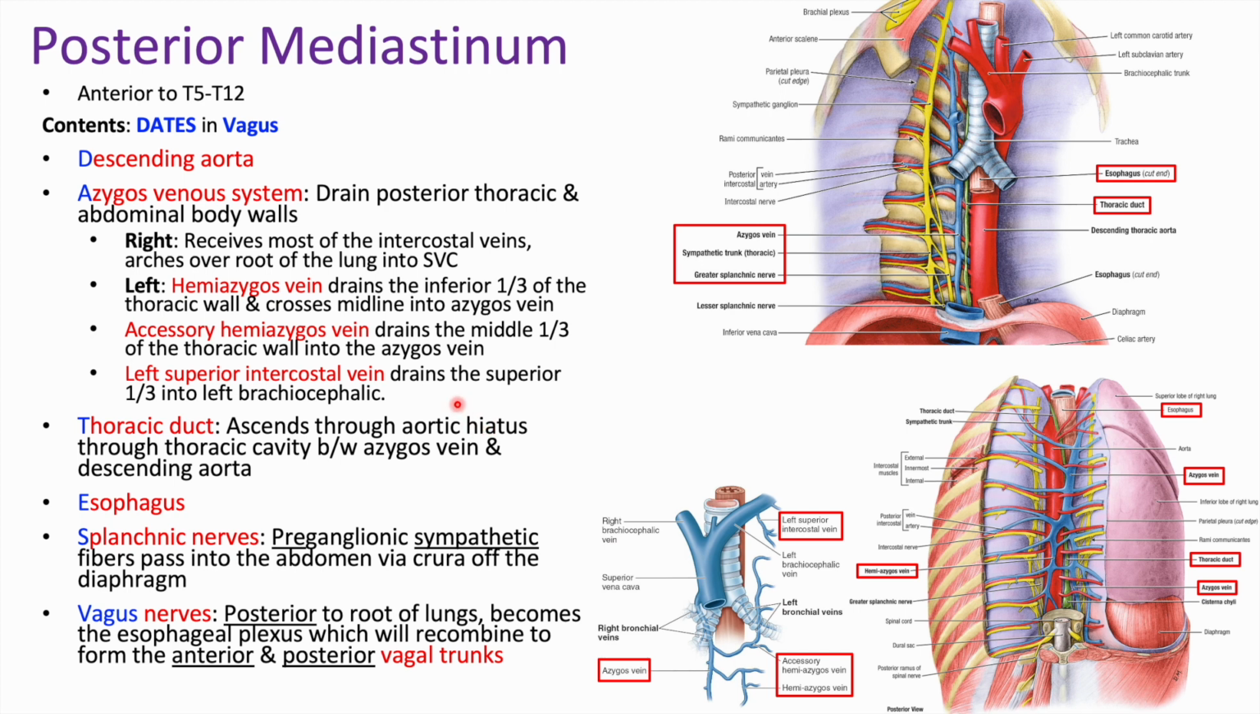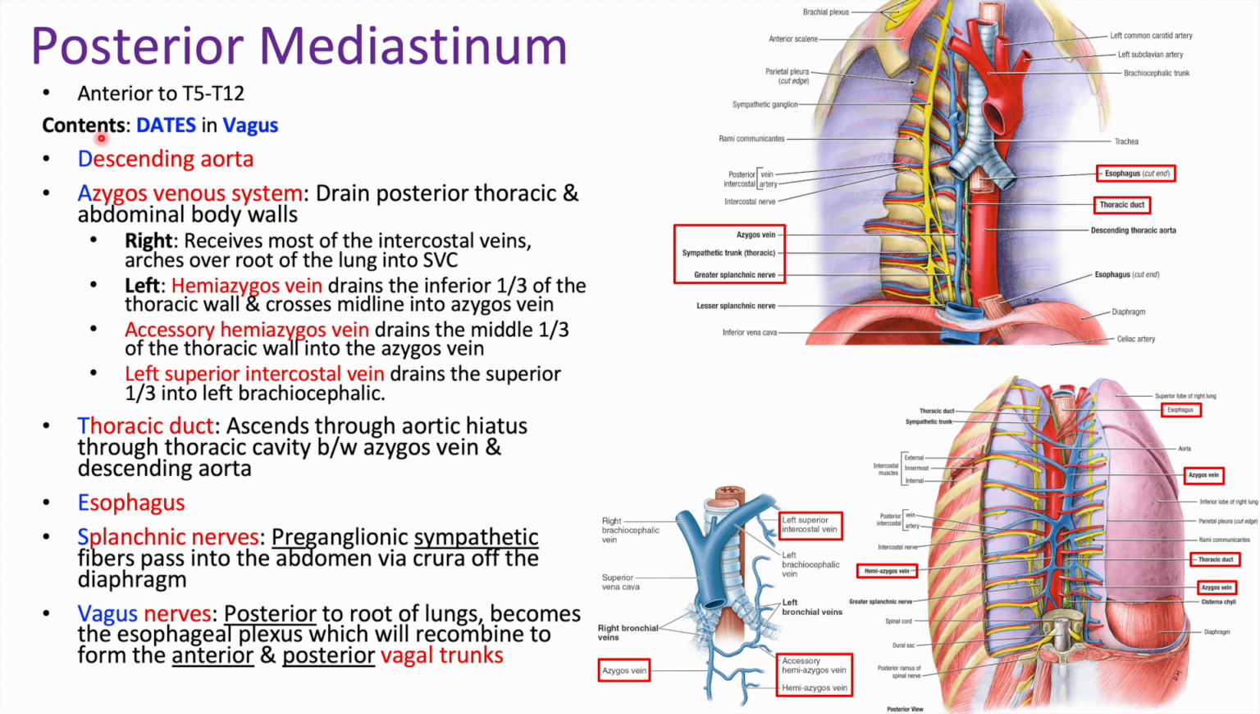On the left, you can see over here, we're going to have our hemiazygos vein, and this is going to drain the inferior third of the thoracic wall and cross the midline into the azygous vein. So down here, hemiazygos will get the inferior third. We also have our accessory hemiazygous vein, which is going to drain the middle third of the thoracic wall into here. And then finally, we have our left superior intercostal vein, which is going to drain the superior third into the left brachiocephalic, which remember is going to feed into the superior vena cava.